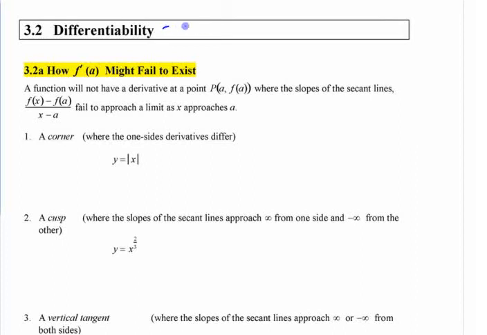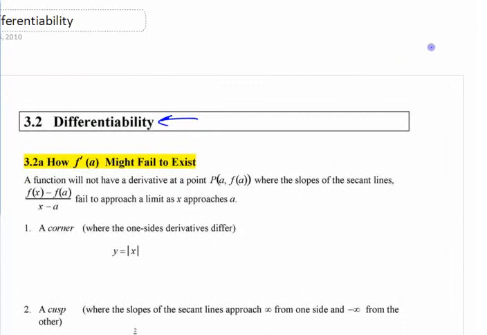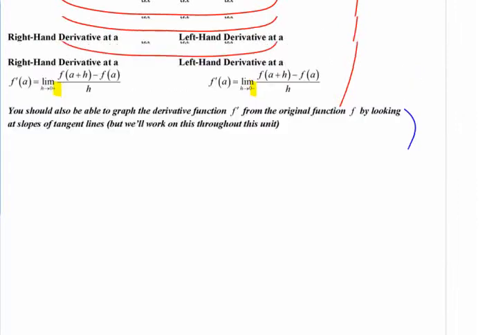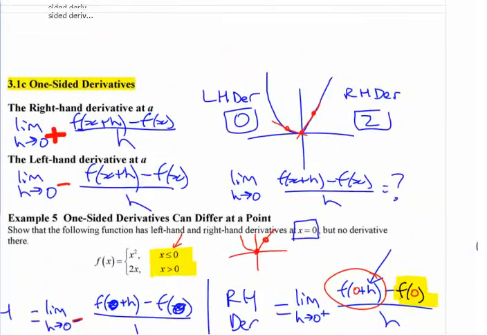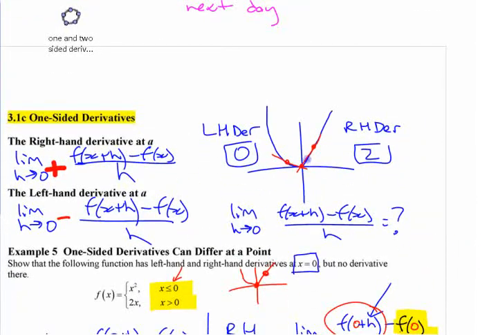This section deals with differentiability. We just talked about the concept of differentiability with the two-sided derivatives. That function, the one we had in the last video, is not differentiable at 0. You can't find the derivative at 0. There is no slope at 0 because it goes like that, and then there's this sharp corner there.